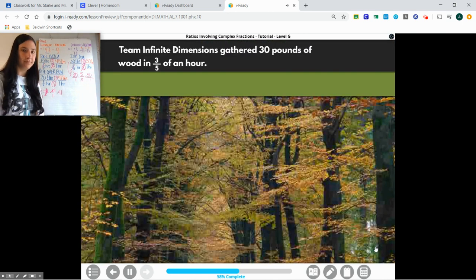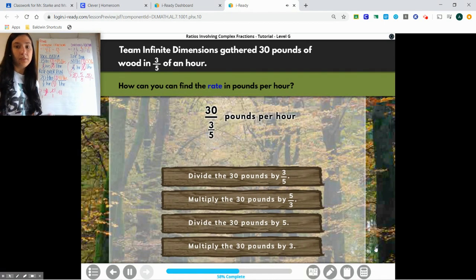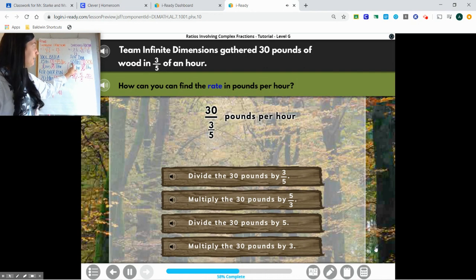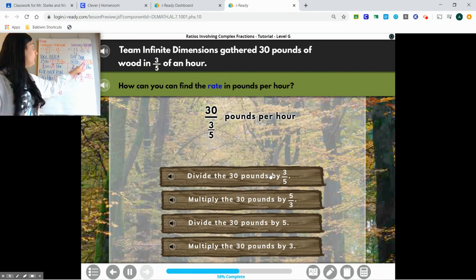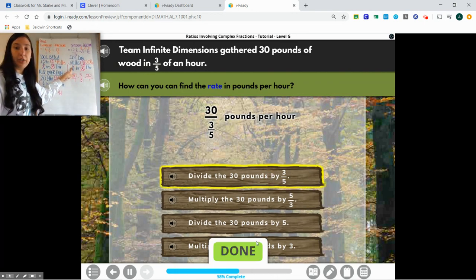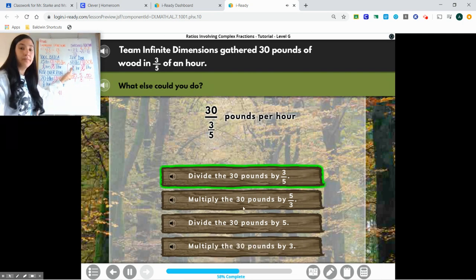Team Infinite Dimensions gathered 30 pounds of wood in 3/5 of an hour. How can you find the rate in pounds per hour? So we can either multiply 30 by 5/3 or do 30 divided by 3/5. Both of those answers are correct. That will work. What else could you do?